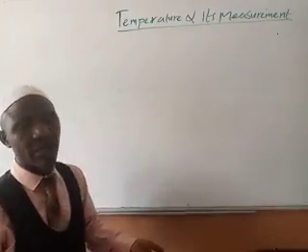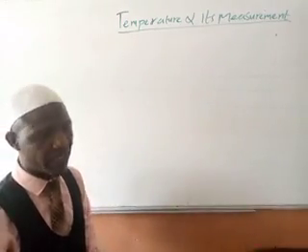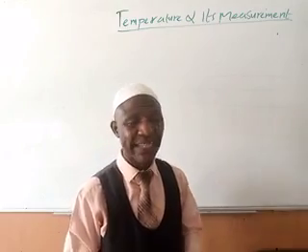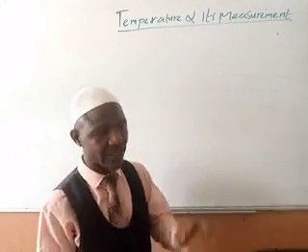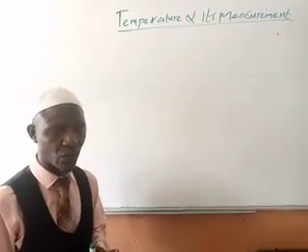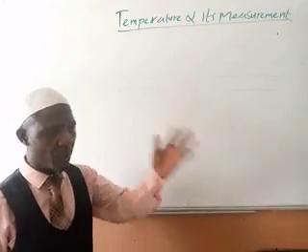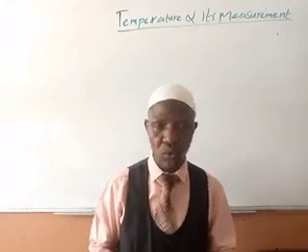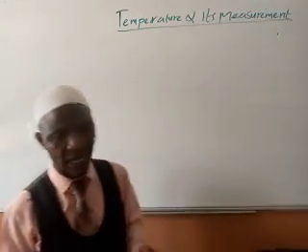Now, when we talk about lower fixed point, we mean the temperature of melting ice at standard atmospheric pressure. So take note of those two major fixed points, upper fixed point and lower fixed point. I said each thermometer has its own upper fixed point and lower fixed point.